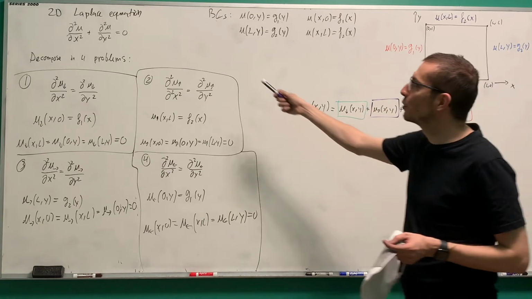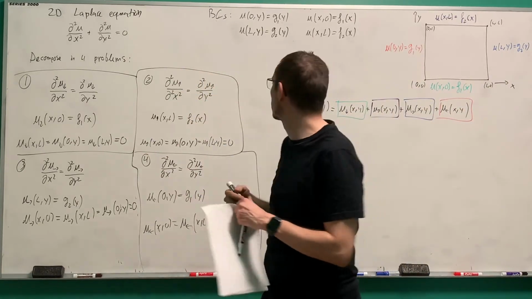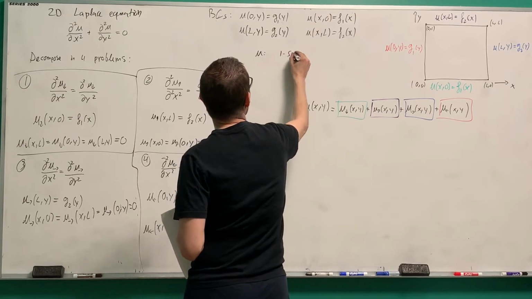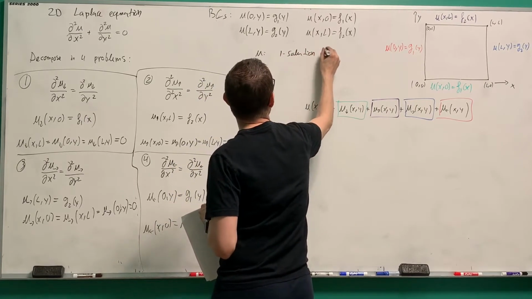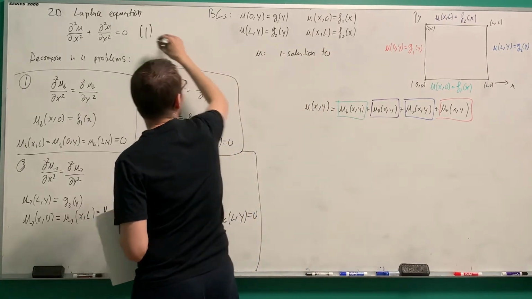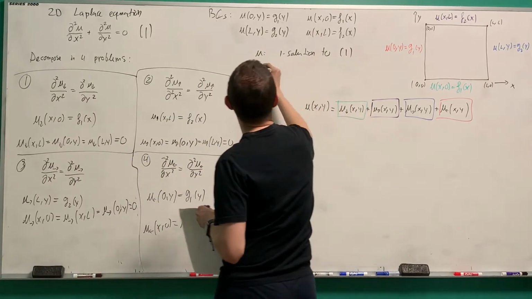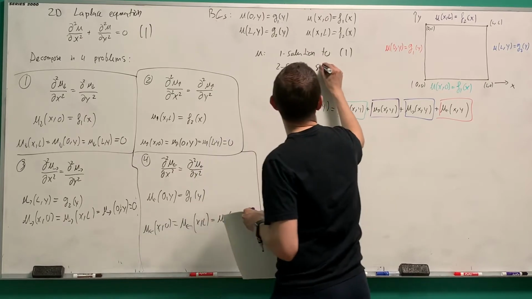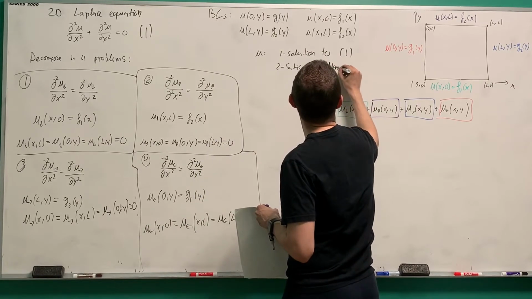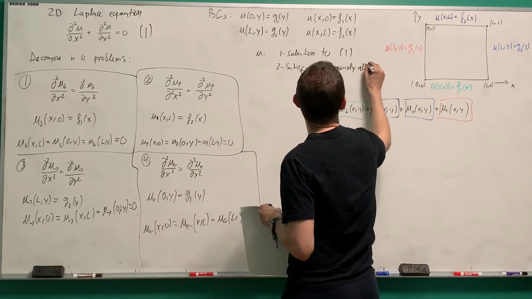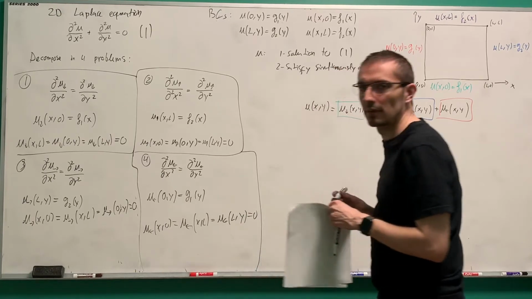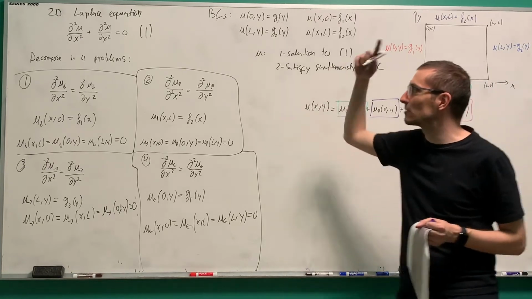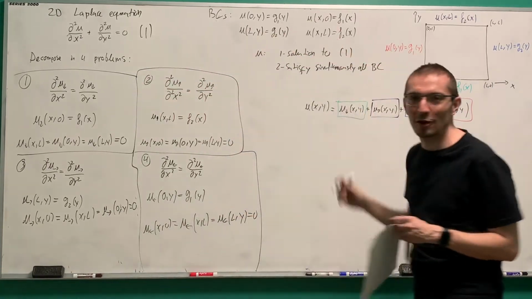Now, if you look at what we have here, the question that we ask is, is this a solution to this equation? You need to check two things, right? We need u to be, one, a solution to the Laplace equation, and two, satisfy simultaneously all boundary conditions. That's what we need from this u. That's what the problem asks you: find u, a solution of this equation satisfying these boundary conditions.